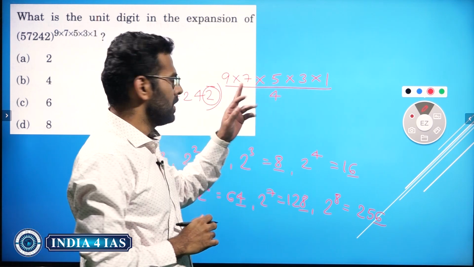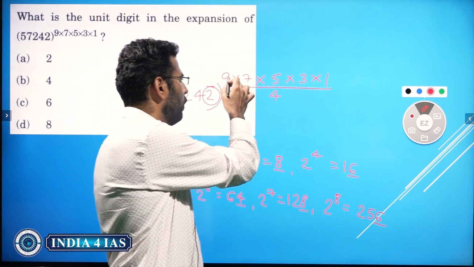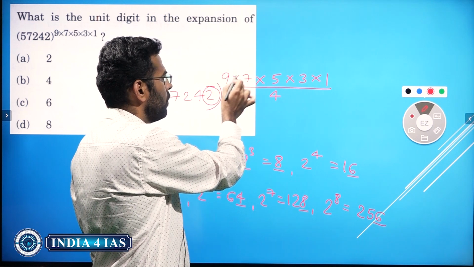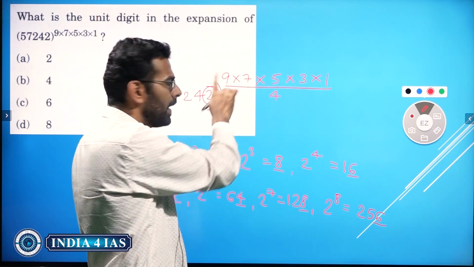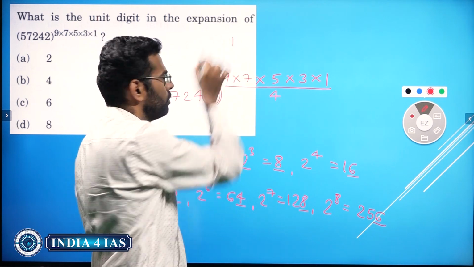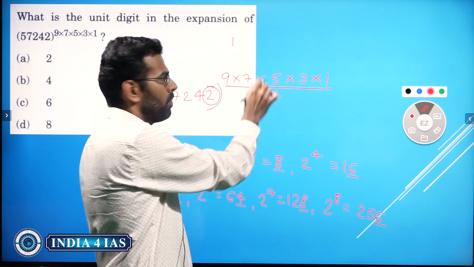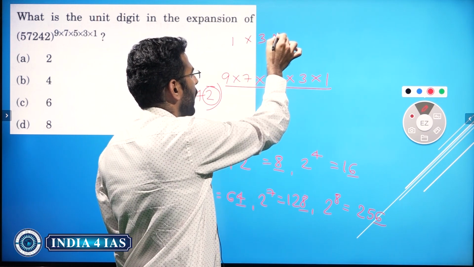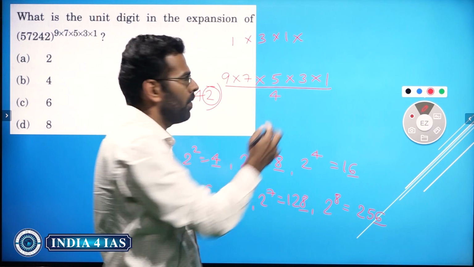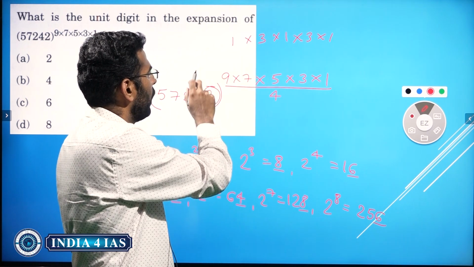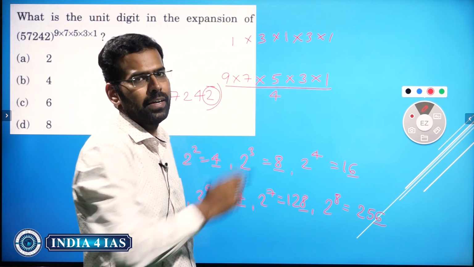So divide the given power by 4 and see what the remainder is. Even in the remainder theorem, don't multiply all these numbers. Divide individually. If you have 9 into 7 into 5 into 3 into 1, just take each number and divide by 4. 9 by 4, what is the remainder? 1. 7 by 4, remainder 3. 5 by 4, remainder 1. 3 by 4, remainder is 3, and 1. If you multiply all this, 1 into 3 into 1 into 3 into 1, you'll get 9.